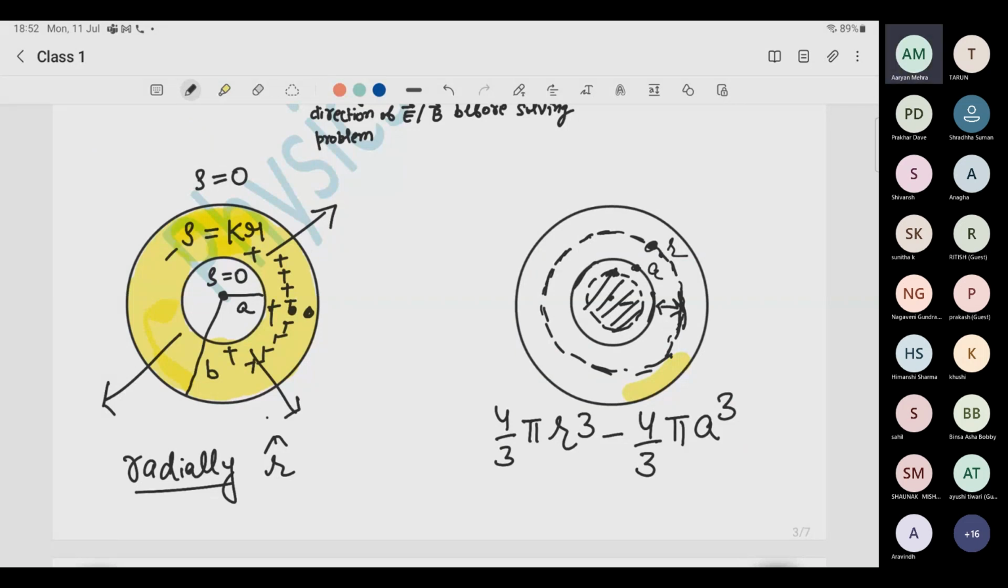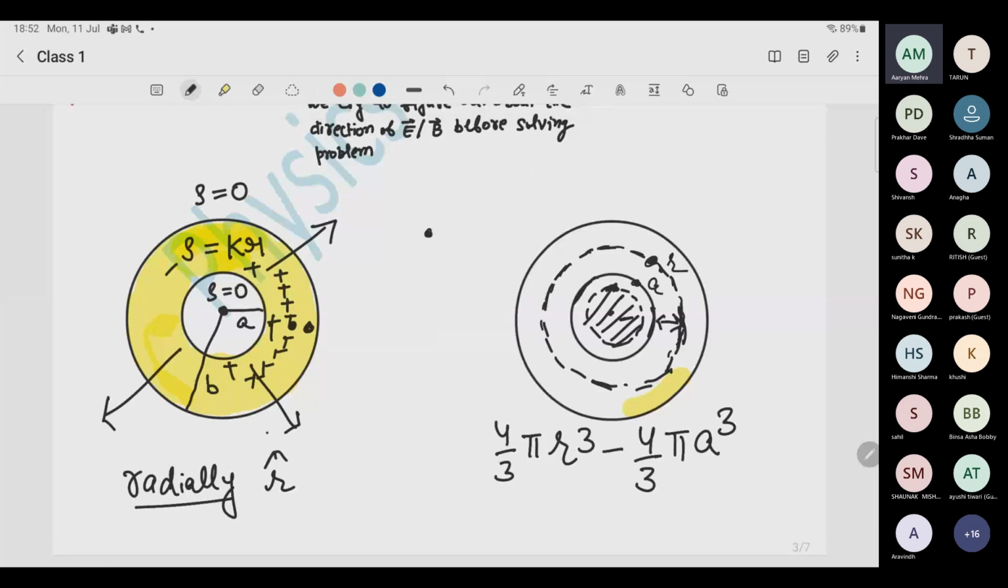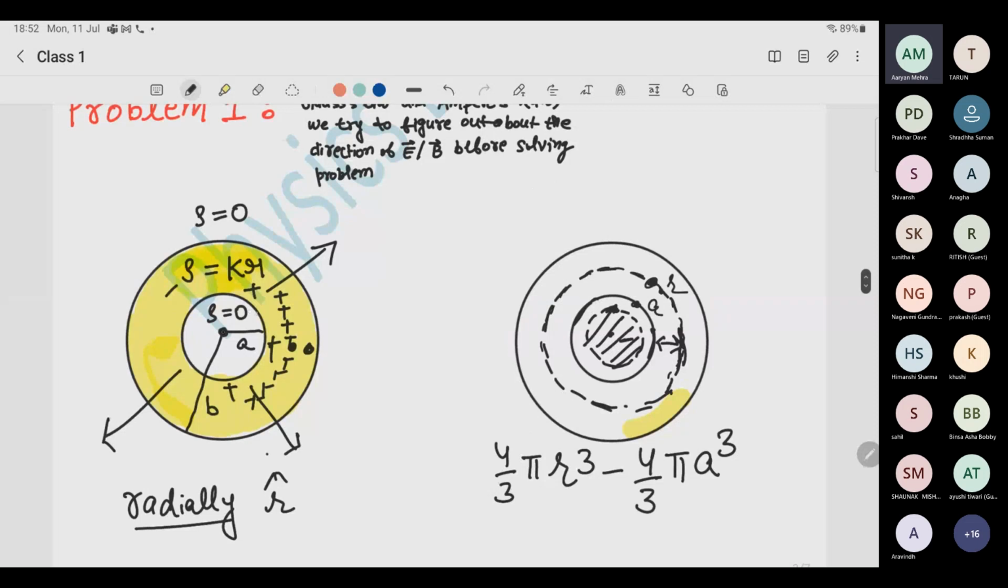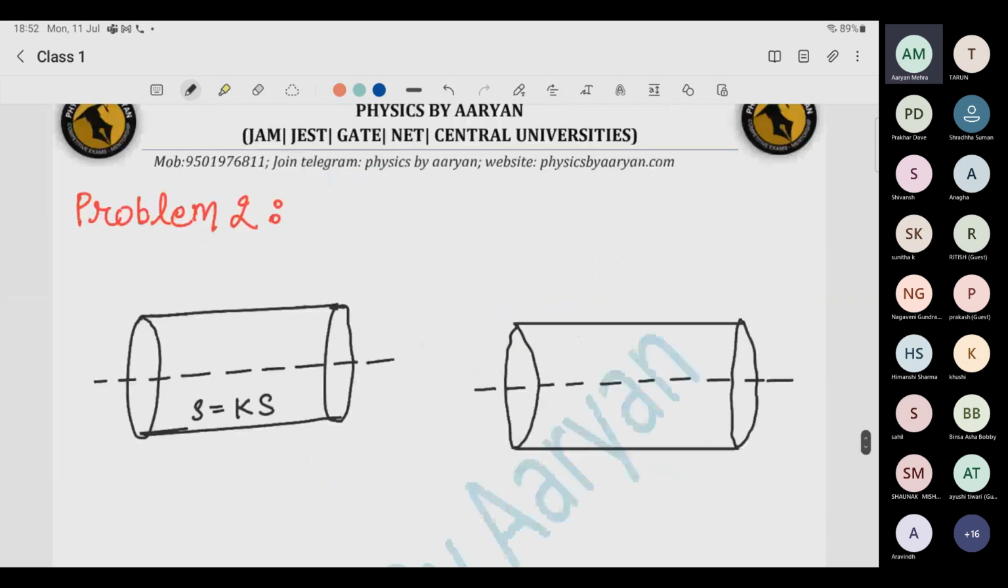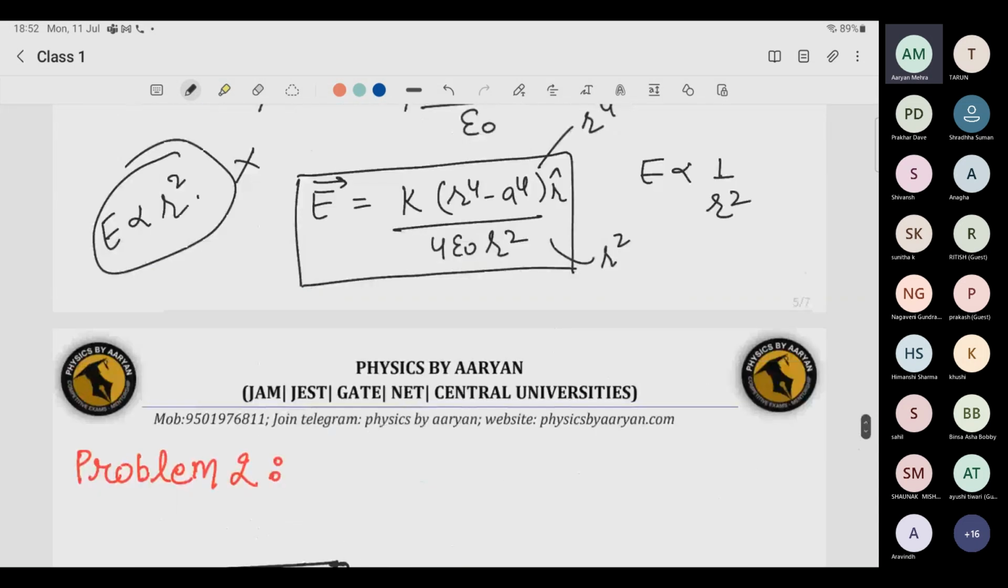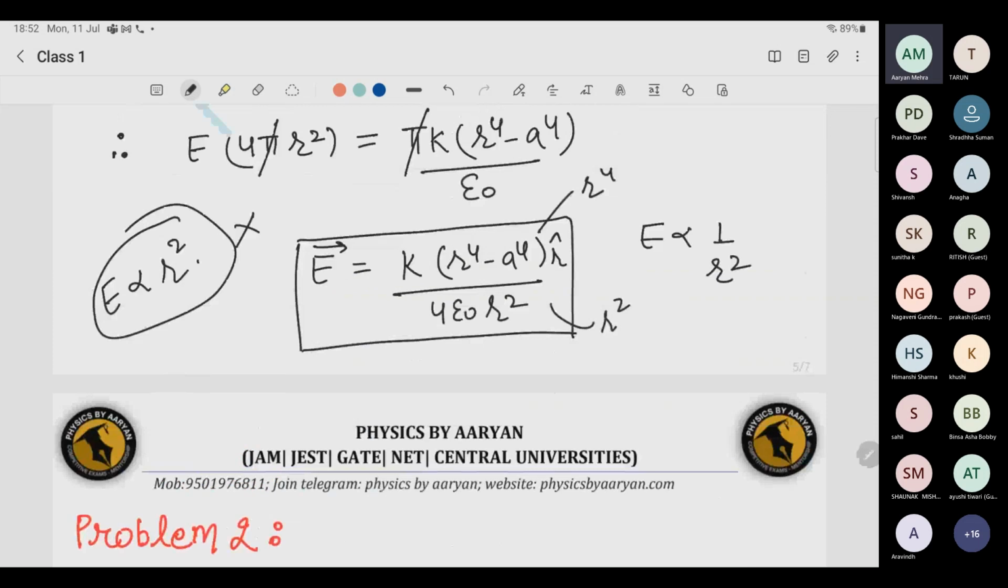Okay, everybody understood? Usually what happens is, if we have a charge and we go very far away from it, the electric field decreases by 1 by r square. But here, as you are moving away from the origin, your charge density is increasing. So if charge density is increasing, then your electric field must increase by r square. Okay, that is very good. Now coming to the next thing.